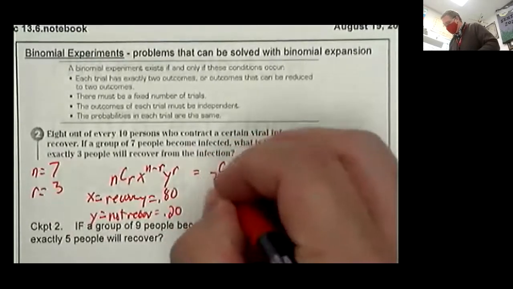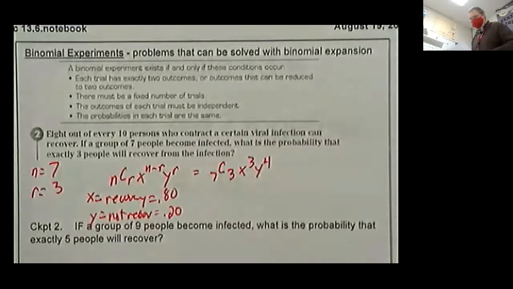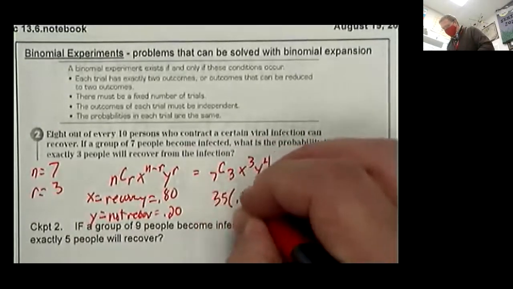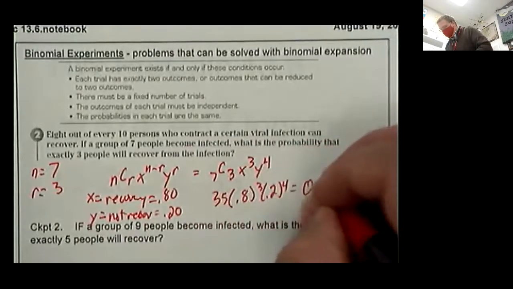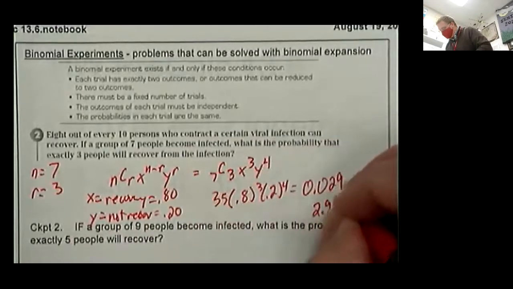So this is 7 choose 3, x cubed, y to the 4th. And that's going to give us 35 times 0.8 cubed, 0.2 to the 4th. And that gives us a very small 0.029, which is 2.9%.